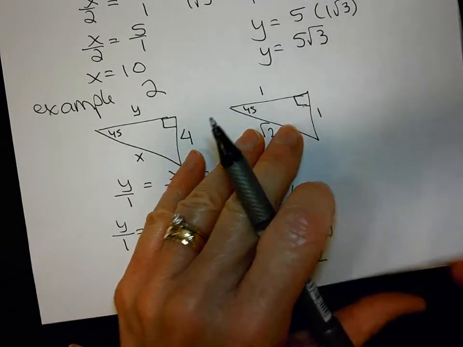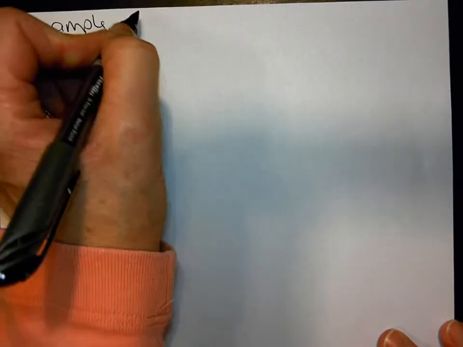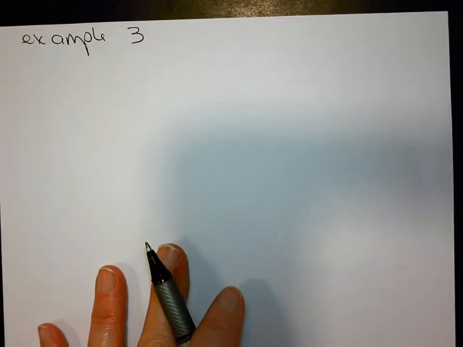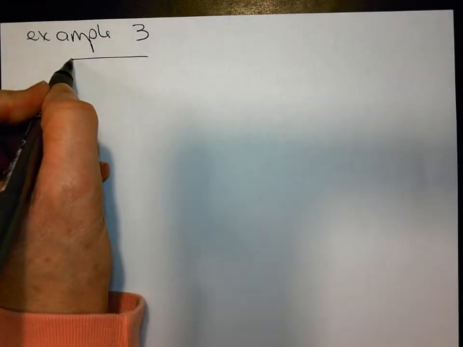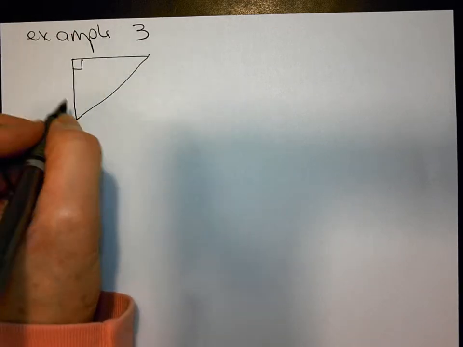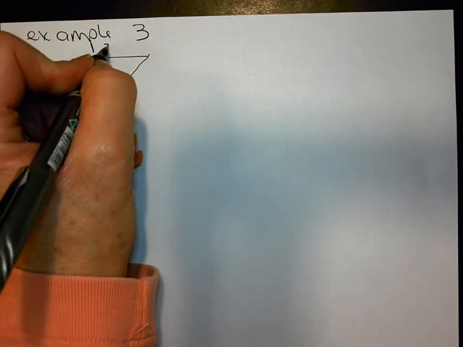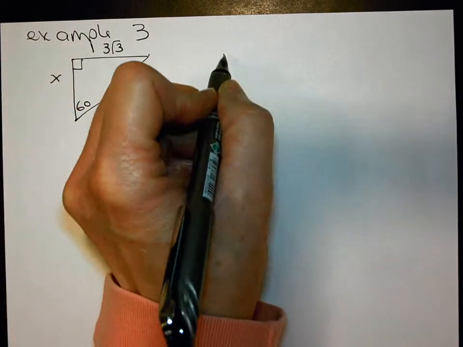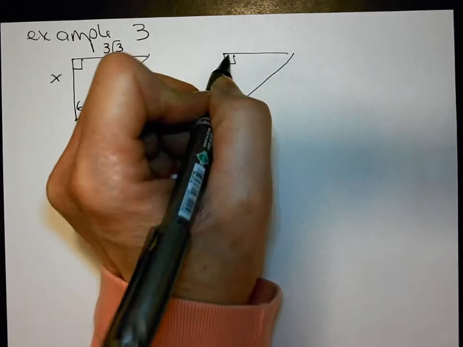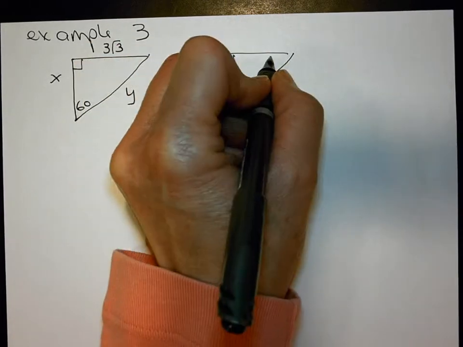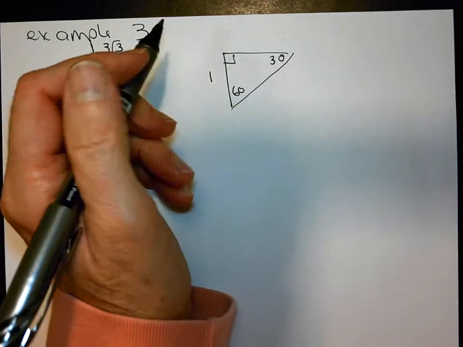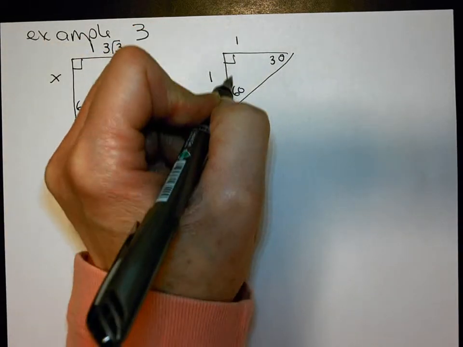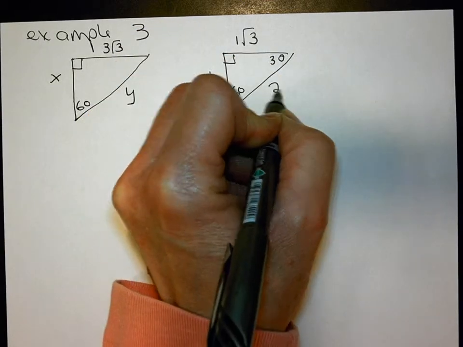Okay, next example. So we're on example 3, and again, these are all off of your homework. Okay, so example 3. We have a triangle that we know this is a 60. We know this is 3 square roots of 3, and x and y. Okay, we draw our pattern. Our pattern triangle is also 60 and a 30. So short side is a 1. Across from the 60-degree angle is a 1 square root of 3 and a 2.